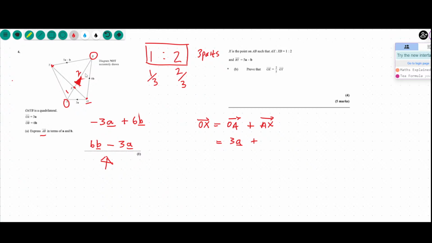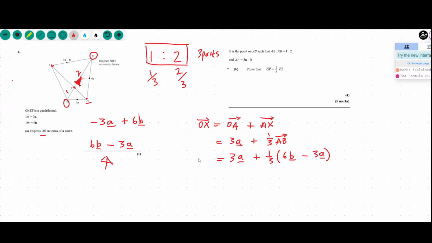So how far do we want to go up that line? We want to go 1/3 of the total A to B. So we can write in 1/3 of A to B as just a plan at this stage, and take an extra line. If we do one thing at a time, we won't get too flummoxed. So we have 1/3 of whatever we found A to B was, which is the first question, 6b subtract 3a.